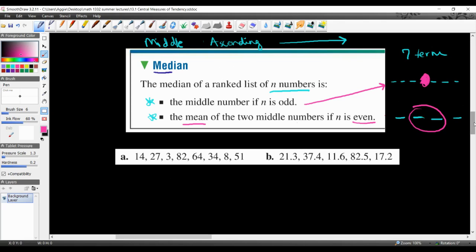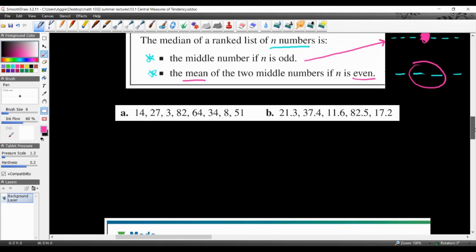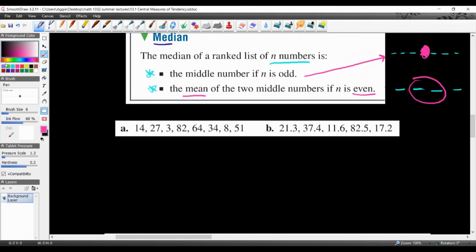So with that in mind, let's go ahead and do these two problems. We'll leave it like that. We're going to find A and B. So for A, it looks like, let's see, we're going to start with 3. So 3, and then what comes next? 8.